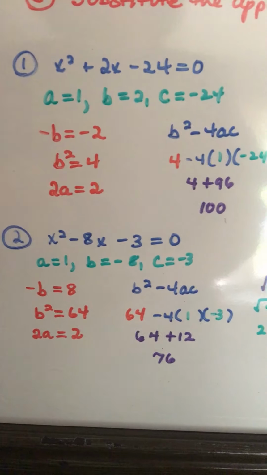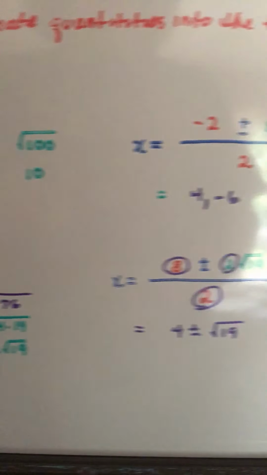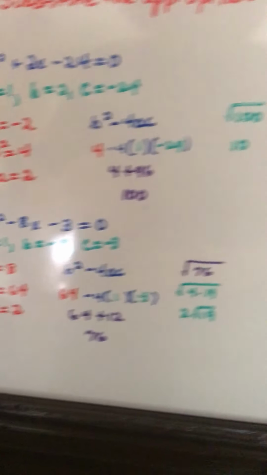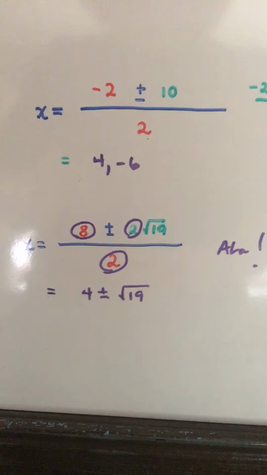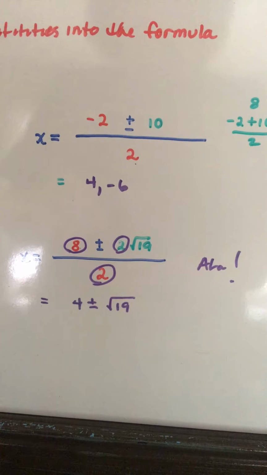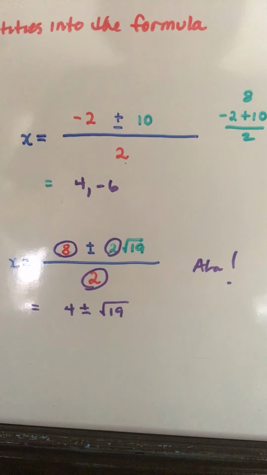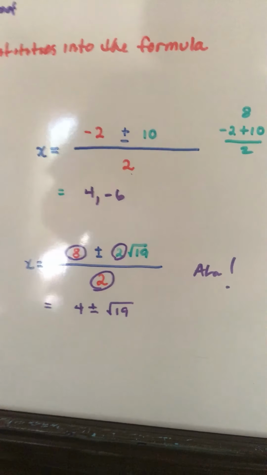So I insert the negative b and I get 8. I insert the square root and get 2 root 19. I insert twice a and I get 2. But notice I've circled the terms because these all reduce by 2. And so I divide by 2, and my answer is 4 plus or minus square root 19.